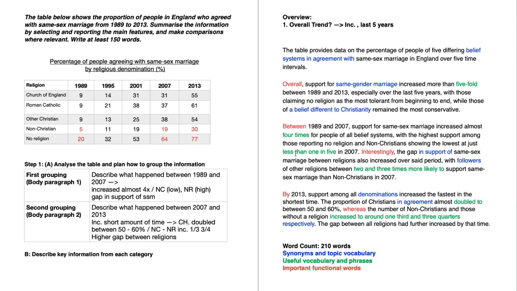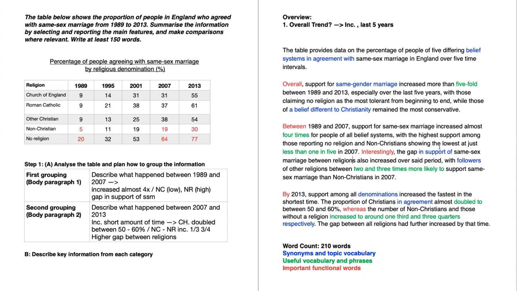Less than 1 in 5 is also a great way to talk about a percentage. Here I have "interestingly" because I want to note something that is interesting. It caught my eye, and so using "interestingly" is a great functional word. "In support of" and "followers" are 2 types of phrases that really help when talking about religion.